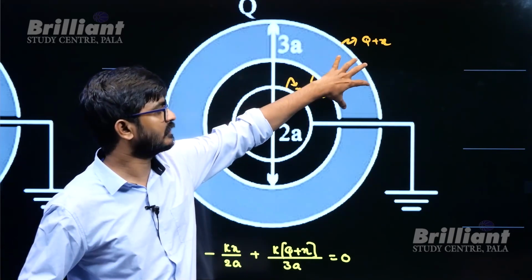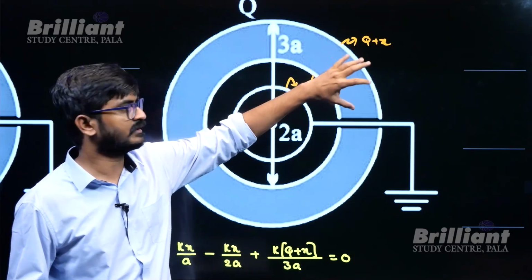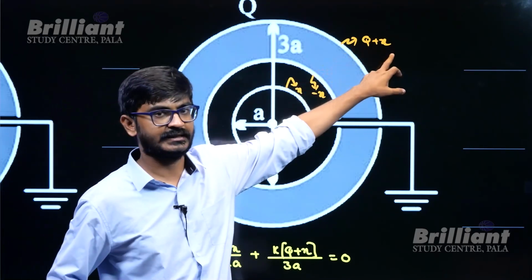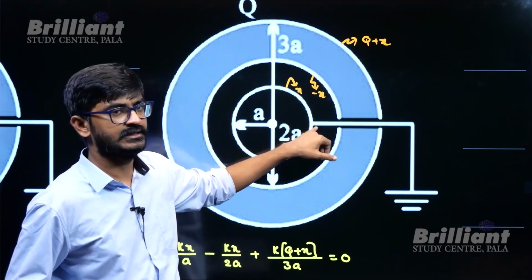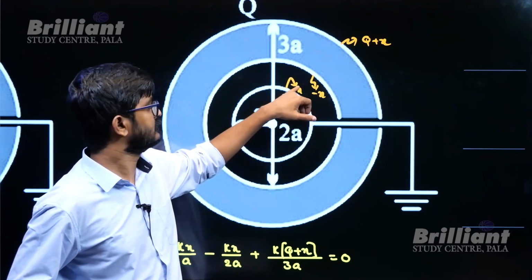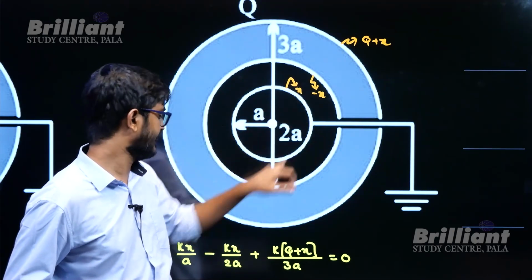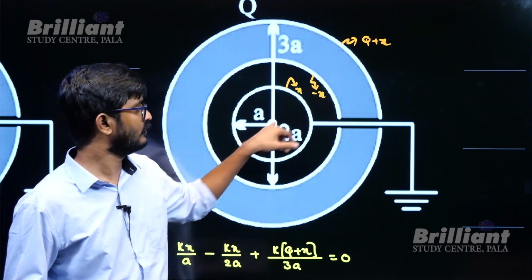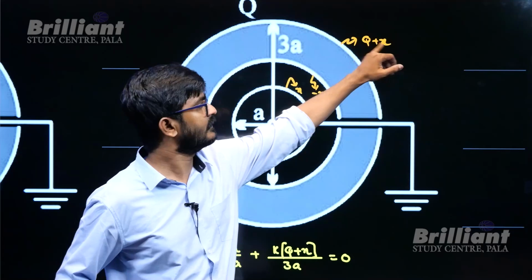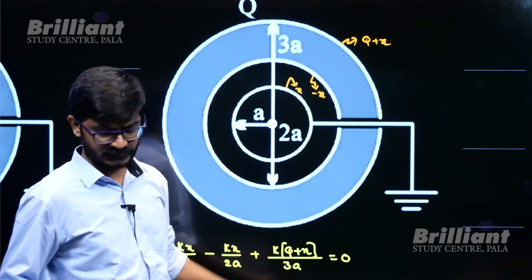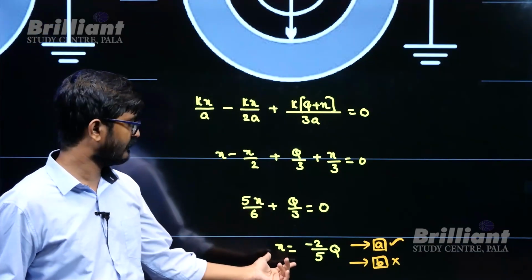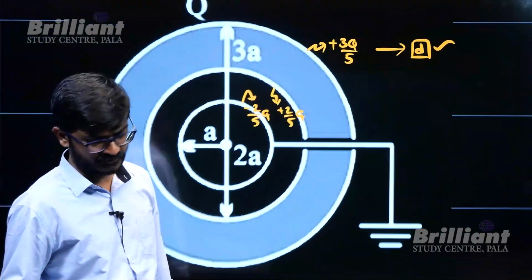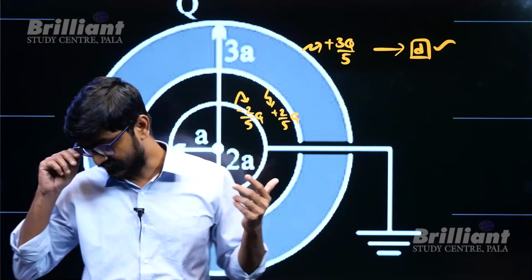But the total charge on the outer one must be constant because it is not grounded. Total charge is q, they said. So if this is minus x, then this will be q plus x. Now this is grounded, so this potential has to be 0. Potential due to this charge will be kx by a. Potential due to this charge will be k into minus x by 2a. Potential due to this charge will be k into q plus x by 3a. So from there, when you solve, you will get the value of x. Once you get the value of x, you can substitute and draw the new figure. It is going to look like this. From there, you will get all the answers.